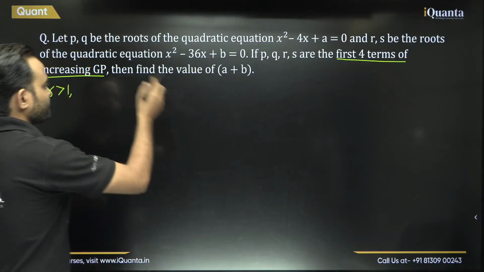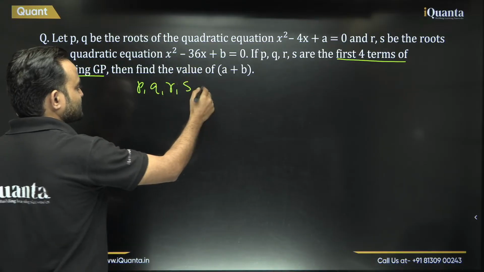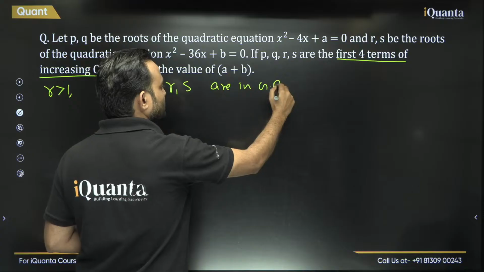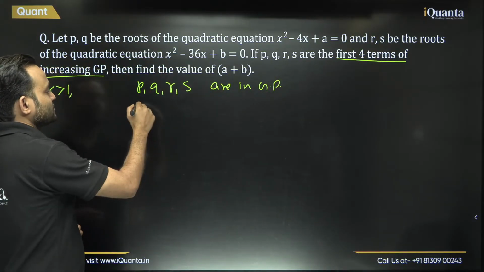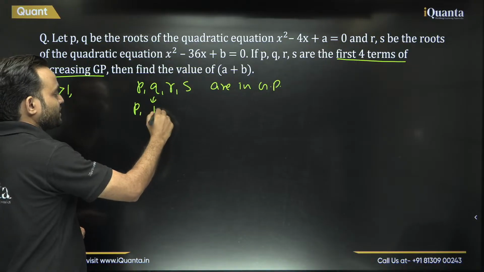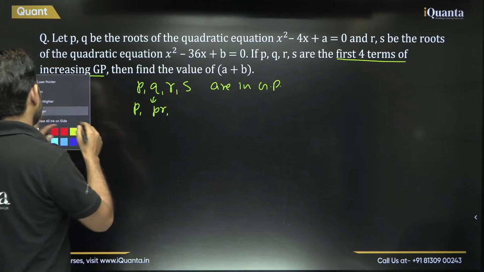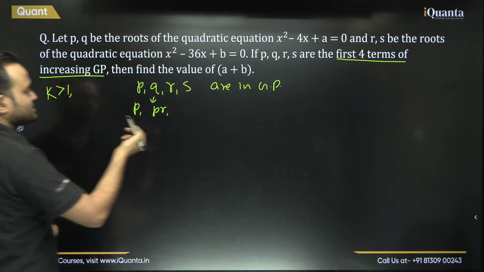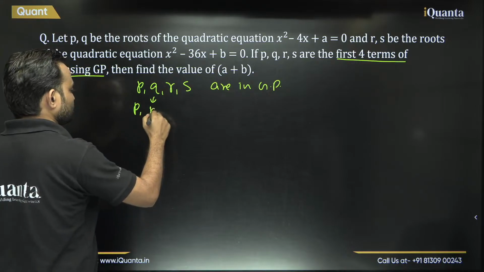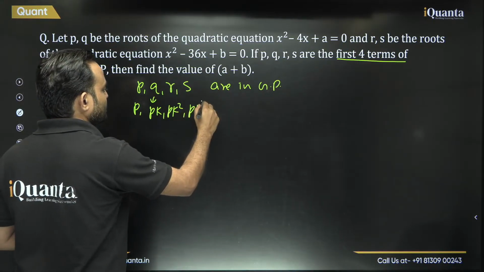What we can say is that P, Q, R and S are in GP. So we can take the first term as P, and let's take the common ratio as K, as Sia said. So the terms will be P, PK, PK square, and PK cube.